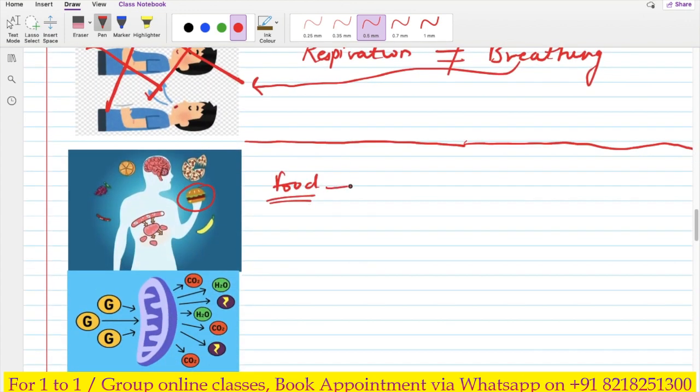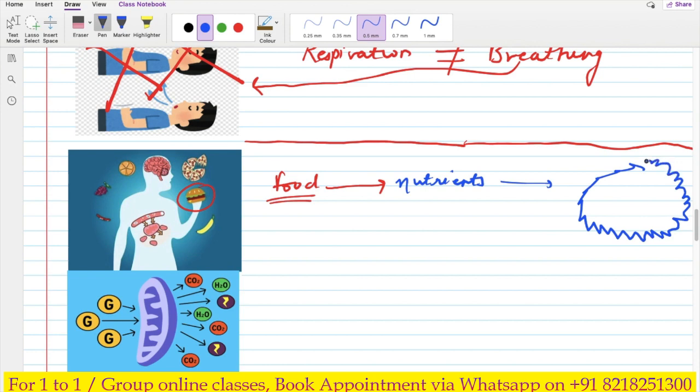So basically, we are taking food, and food has some very special things in it. We call them, any guess? Yes, they are nutrients. We'll discuss the nutrients. And further, our ultimate goal is this zigzag zoom, and the zigzag zoom is basically nothing but energy. We all need energy. This is the money, this is the currency, this is what we all need. So we all need energy.